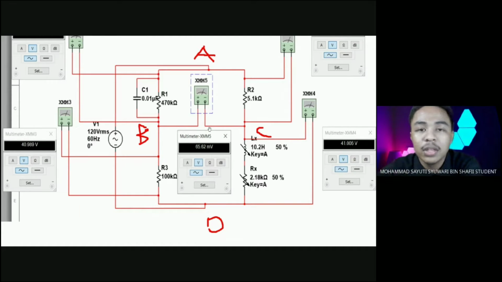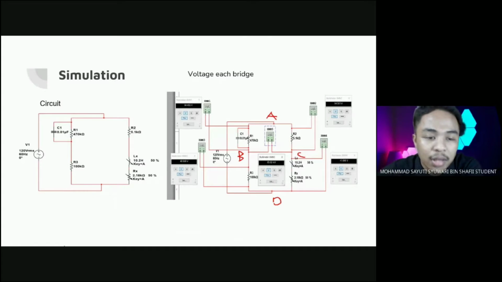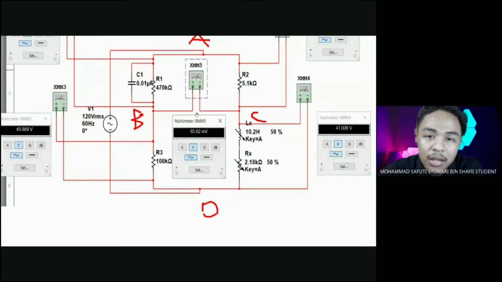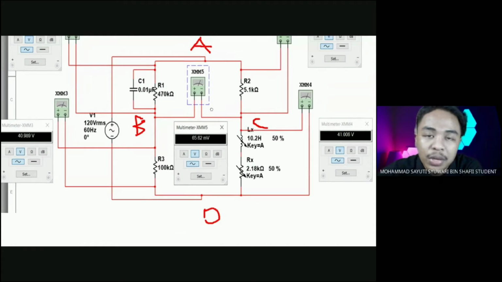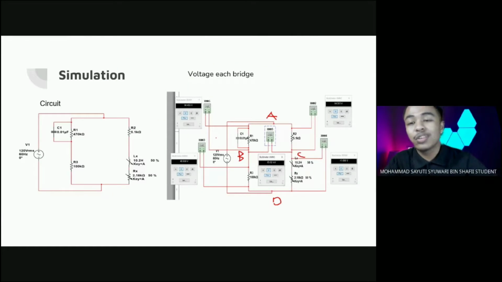Why is this voltage equal? This is because this bridge is in balance condition. The value at the middle of the bridge is 65.62 millivolt, which means the voltage is near zero. When we convert 65.62 millivolt, we get 0.06 volt, that's near to zero.